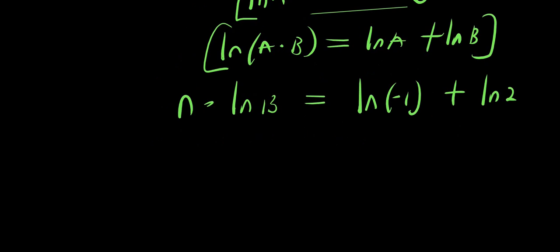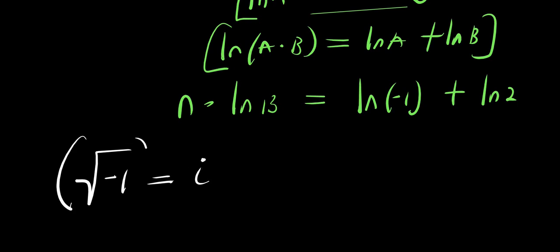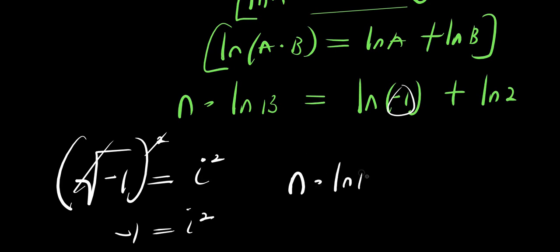And let's consider this identity. If you have square root of negative 1 equals i, if you take the squares, this cancels this, that is negative 1 equals i power 2. And there's negative 1 here. We are going to represent it with i power 2. We have n times natural log of 13 equals natural log of i power 2 plus natural log of 2.